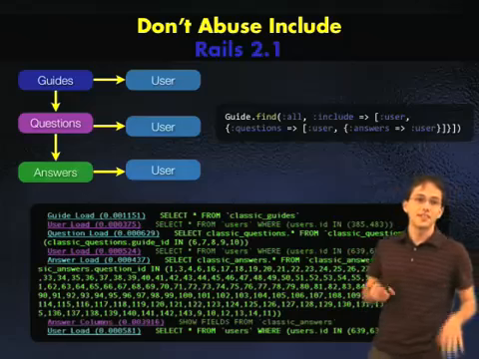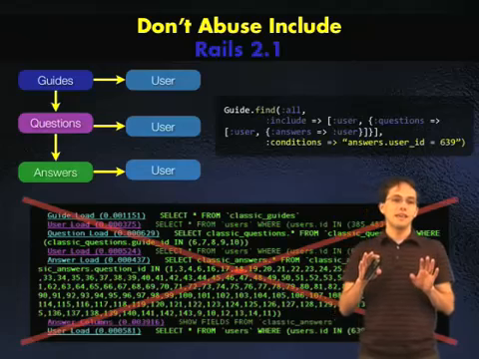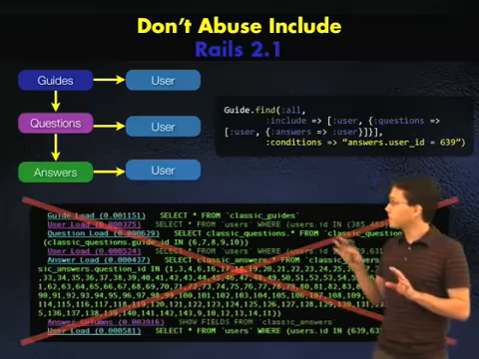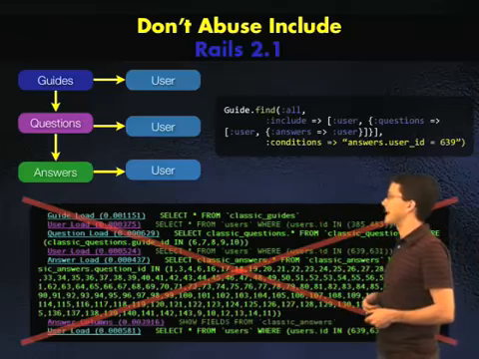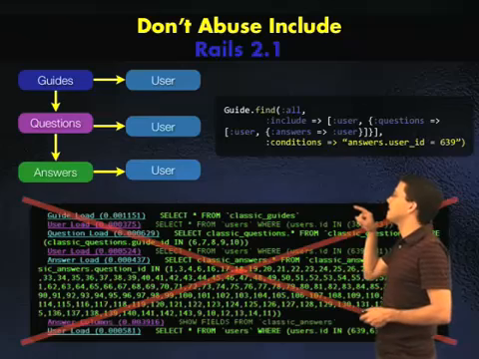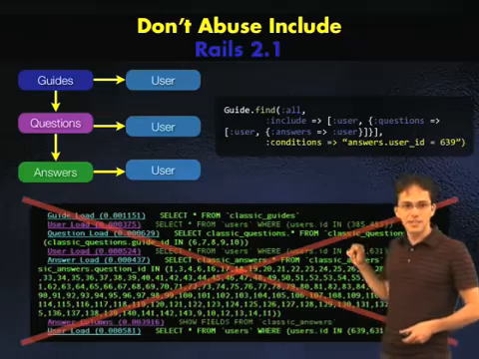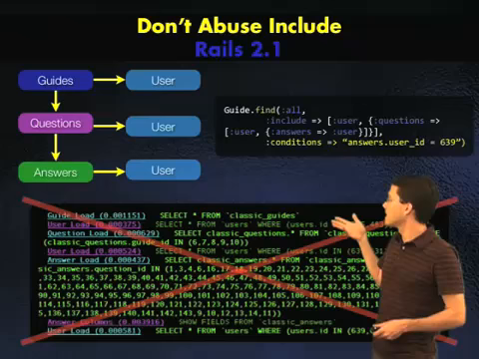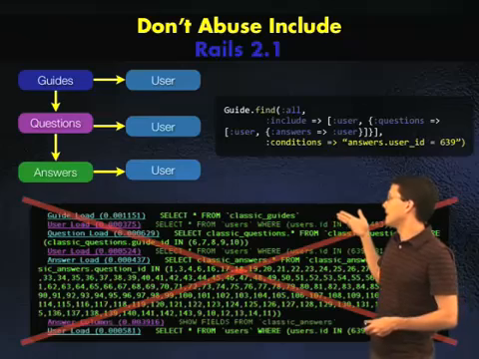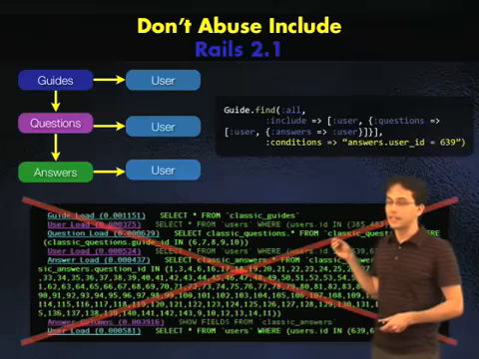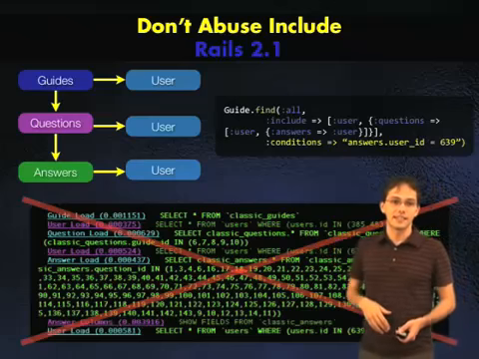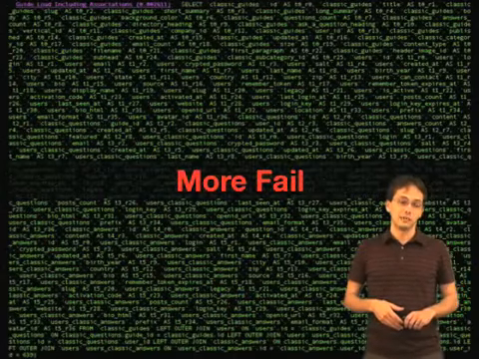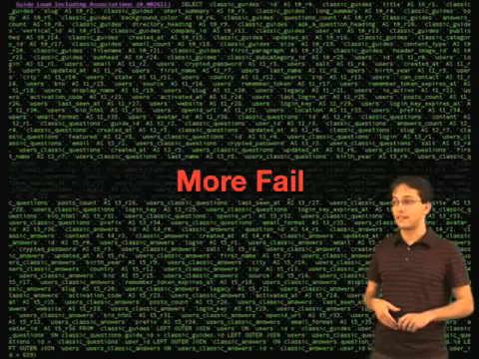However, there is a catch here. If you need to add any conditions on any of these includes, it might not work. Here you see we added a condition on answers. But if you look closely at the queries, we didn't query the answers table until like the fourth one down. So that's not going to work because we only want to find the guides where we've got an answer with a specific user ID, right? And so what happens in this case, if you do conditions like this, you end up again drowning in SQL. More fail.